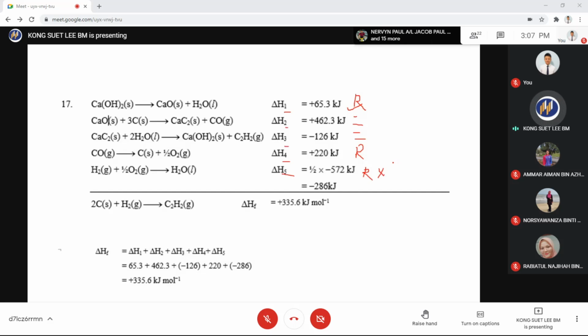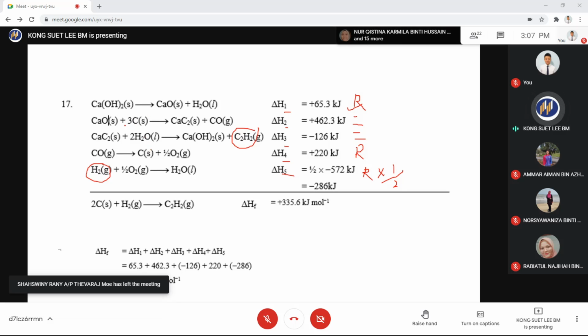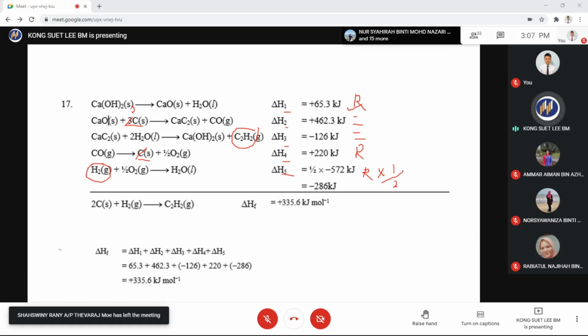Semua kena buat semula. Last kali, Madam tak banyak kali cakap. Circle the answer that you want. Tadi Izzati ada terang satu demi satu dengan jelas. Here 3 mole, here 1 mole. That's why cancel off, remain 2. So that's why 2 mole.